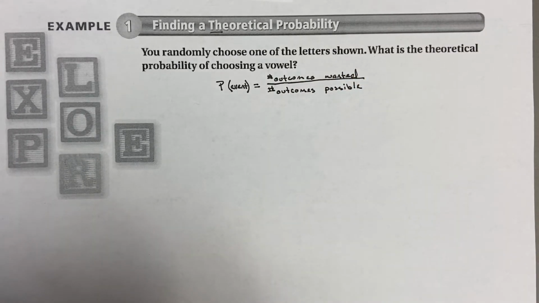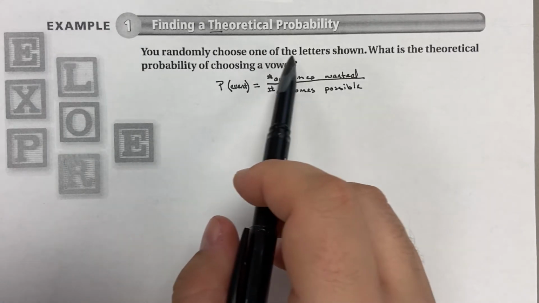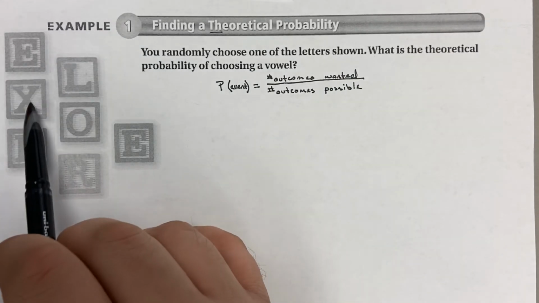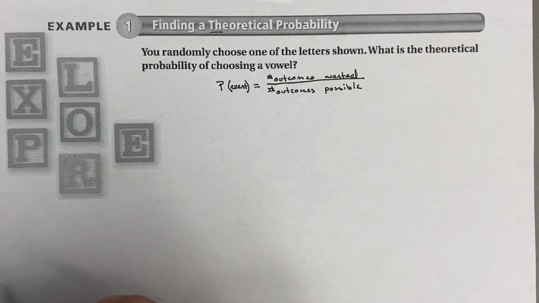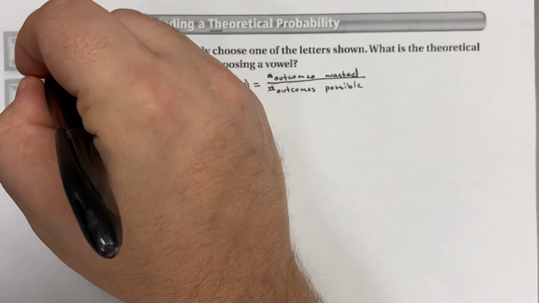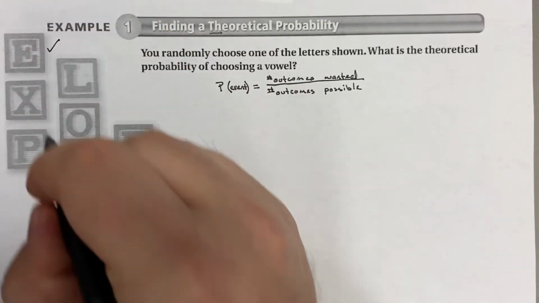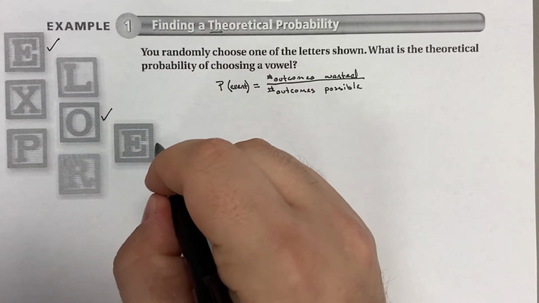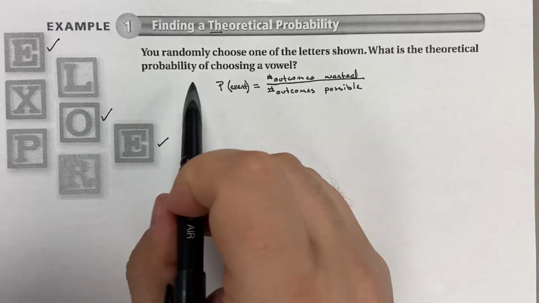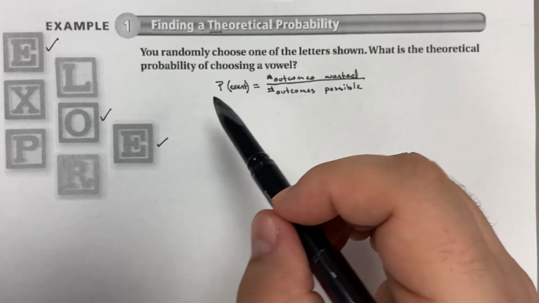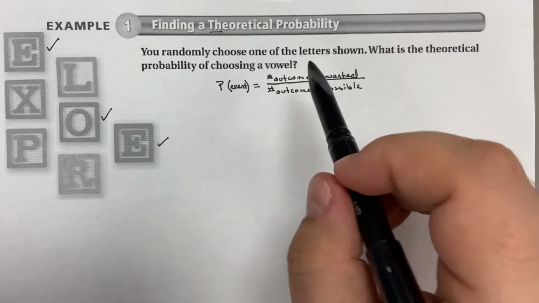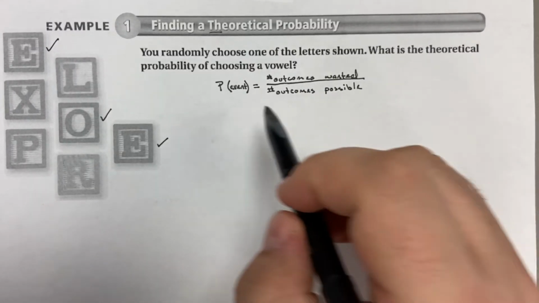So let's take a look at this. The question says you randomly choose one of the letters shown: E-X-P-L-O-R-E, explore. What is the theoretical probability of choosing a vowel? Well, we just have to know what the vowels are: A, E, I, O, U. E, O, E. We want to choose a vowel, and we think we can do it. So let's find out the probability that we will.